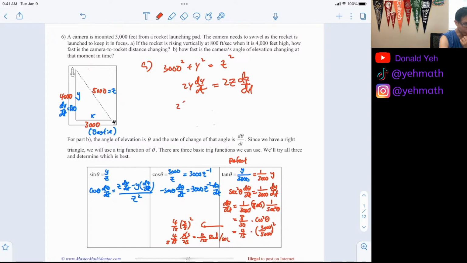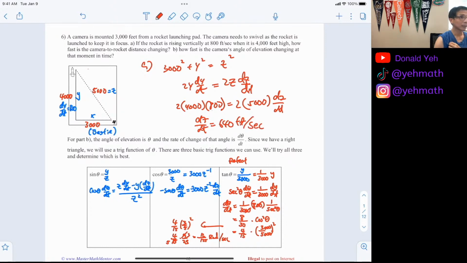And that's equal to 2 times y, which is 4000, and dy dt is 800. And equal to 2 times z, which is 5000, and dz dt is what we're trying to find, right? So dz dt will end up being 640 in this case, feet per second. Are we okay? How many of you got 12 over 125? Raise your hand.